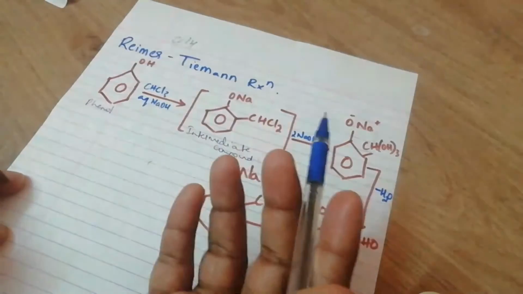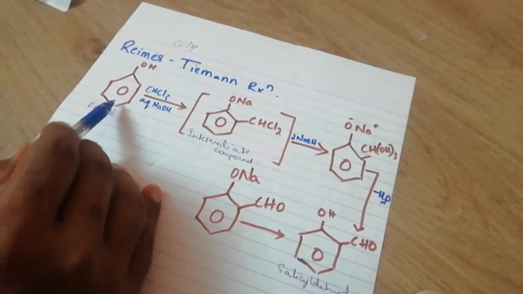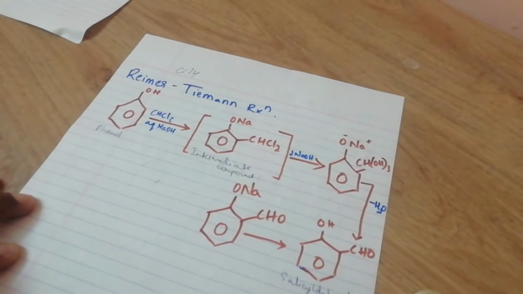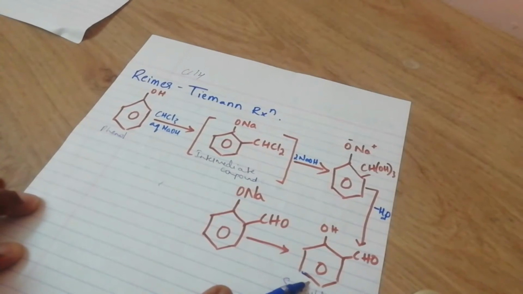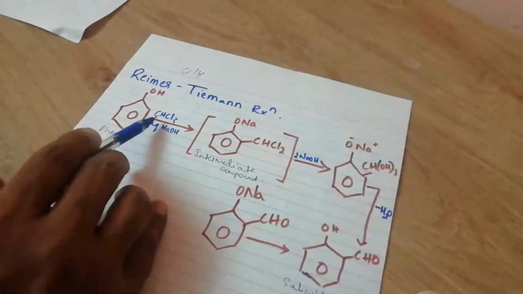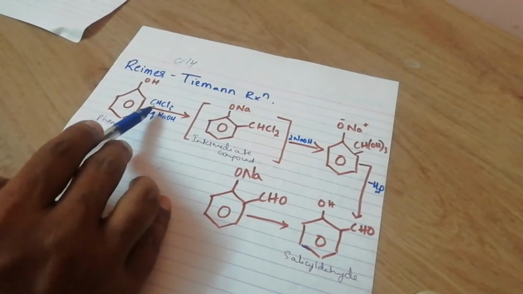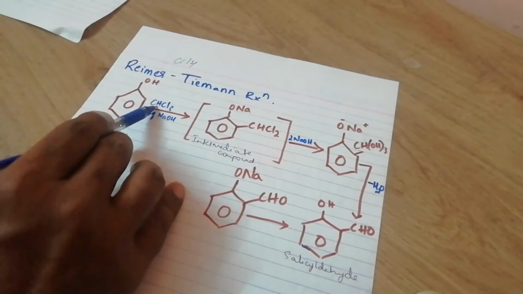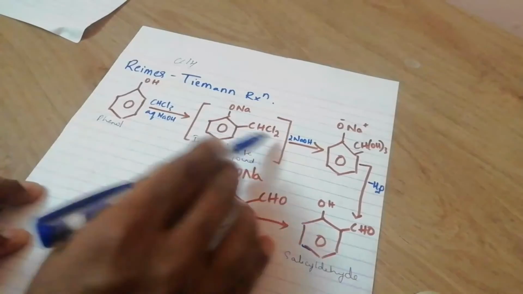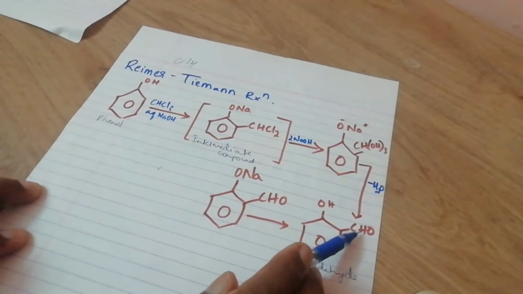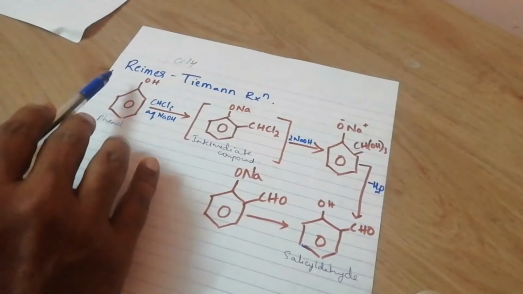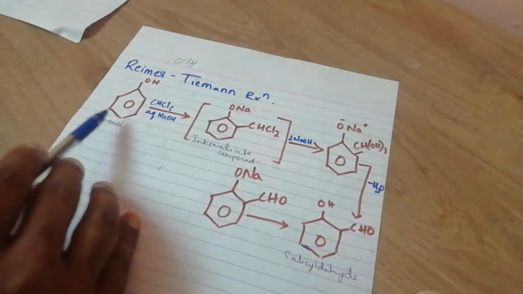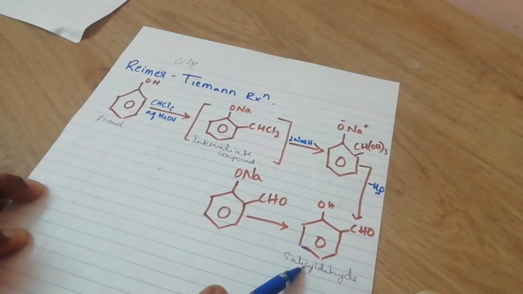To explain the Reimer-Tiemann reaction, you have to write phenol converted into salicylaldehyde. Your reagent is chloroform. Instead of CHCl3, you can use CCl4, same method. The product is CHO converted to COOH, salicylic acid comes. But to explain the Reimer-Tiemann reaction, I am taking the best example, phenol converted into salicylaldehyde.